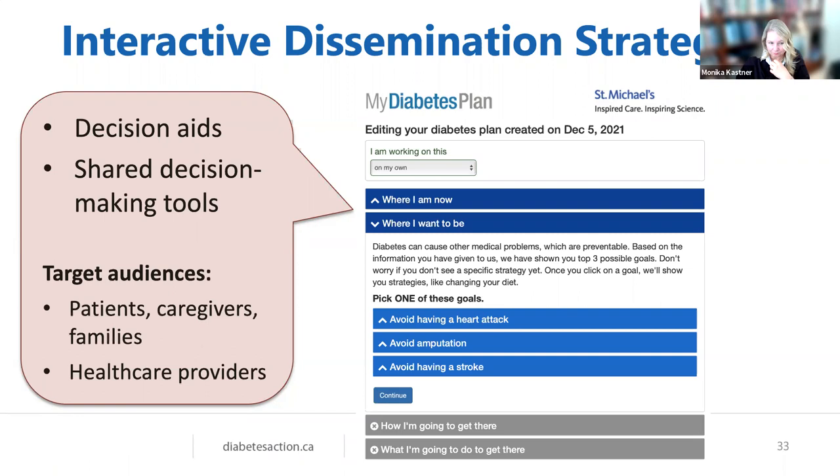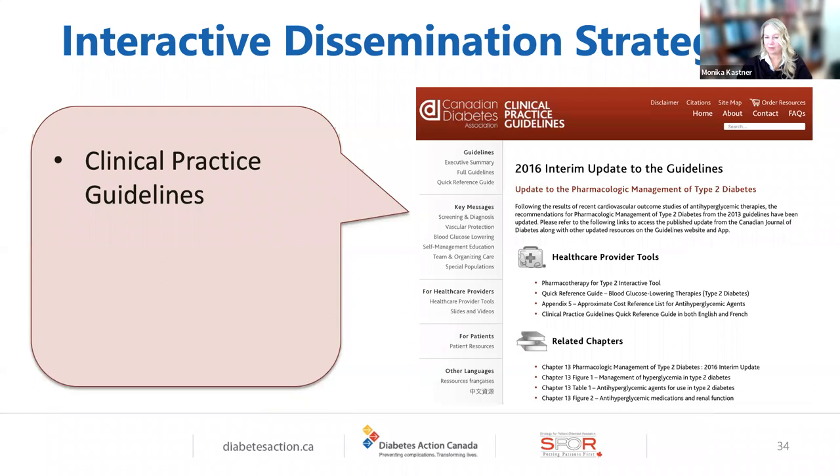Another really good example is a clinical practice guideline. Guideline implementability is a whole other area that's a really challenging thing to do. And creating clinical practice guideline tools, such as, for example, this particular website, is a really great way to disseminate those key recommendations and messages that clinicians need to practice.